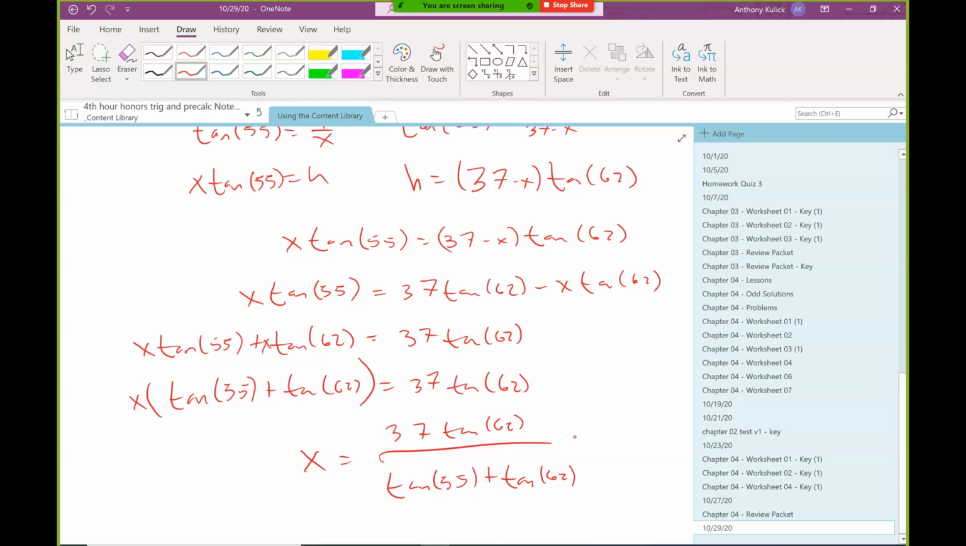And now that we have x, we can go back and plug it into one of the two equations, maybe that one, to find the height. I'll let you plug those into your calculators. So it's just algebra at that point. We did the hard part, getting the picture drawn.